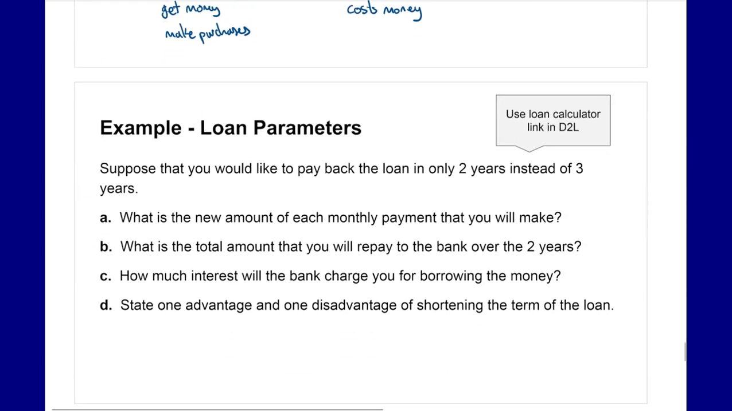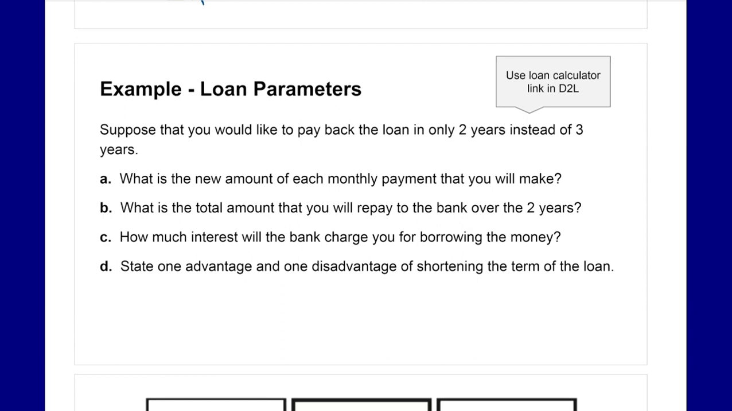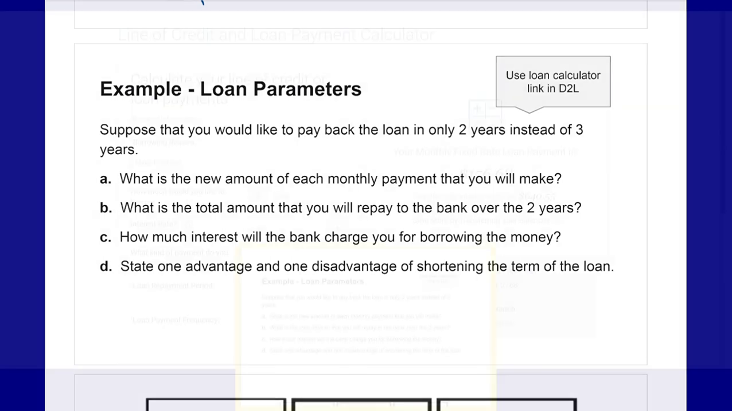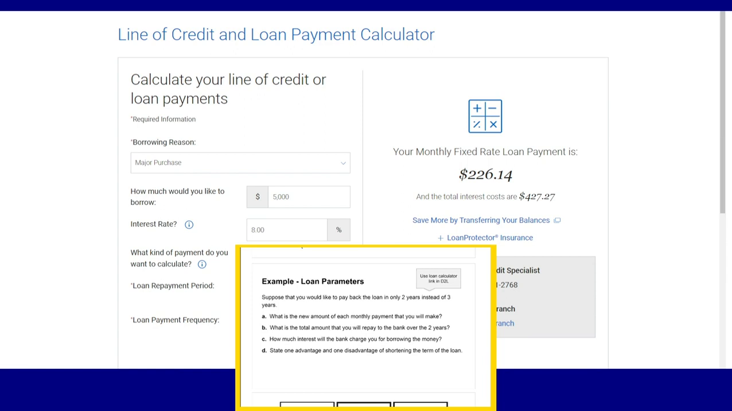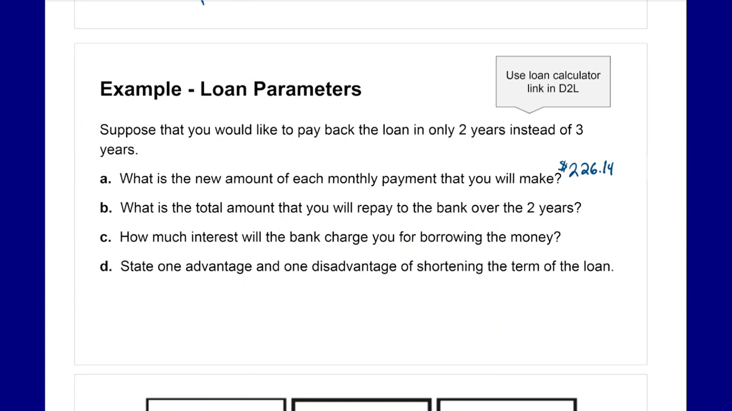Let's take another example and look at those parameters. Let's say we want to pay back the loan in 2 years. We don't want to be making payments for 3 years, we want to do it for 2 years. So if we go back and change it from 3 years to 2 years and get the results, let's see what our loan payment would be. Our monthly payment then would be $226.14. So our calculator did the job. It calculated the payment, $226.14.